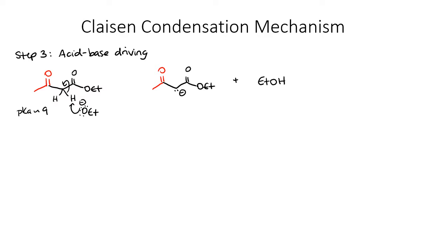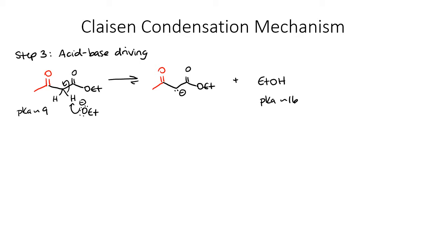Now we learned in the very beginning of Chem 226 that reactions always proceed in the direction of the weaker acid. So we started out with an acid that has a pKa of 9. Ethanol, which is the conjugate acid of our base, has a pKa of around 16. So since ethanol is the weaker acid, we're going to see a forward arrow favoring the formation of our products.